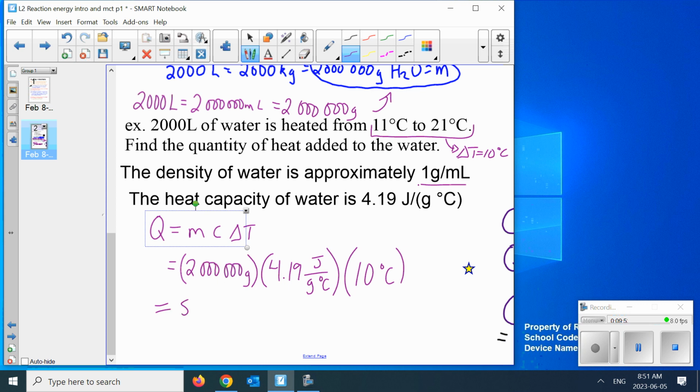Let me see there. I'm going to space the number, count the zeros. 83,800,000. We only have two significant digits. I'm going to call that 84.